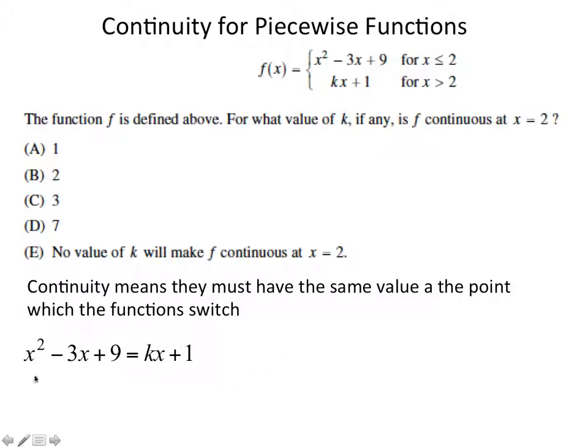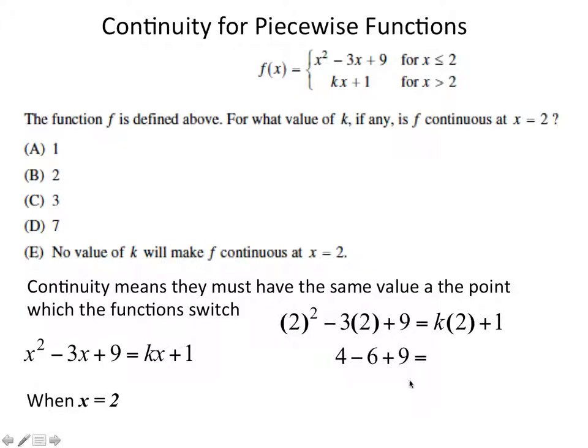And we want to evaluate this when x is equal to 2. So we know we can stick the 2 in for all these x values. So we're going to go ahead and do that. And then we notice that when we stick 2 in for all those x values, we can solve for k. So this left-hand side is going to be 4 minus 6 plus 9, and the right-hand side is just 2k plus 1, and doing this is 7. So what value of k makes this right-hand side equal to 7? That's a k value of 3.